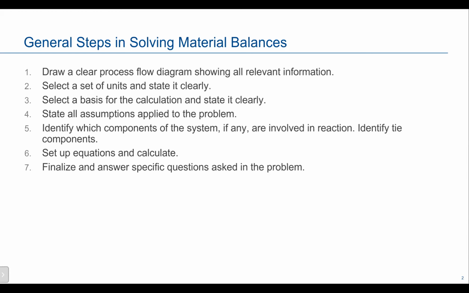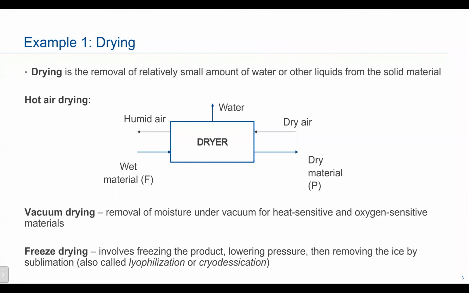Okay? So let's have our first example. So the first example that we're going to discuss is yung drying process. Okay? So ano tong drying? Si drying, it's the removal of relatively small amount of water or other liquids from the solid material, but kadalasan water siya. Okay? And the word is that the removal should be, okay, or yung amount ng water should be relatively small. All right?